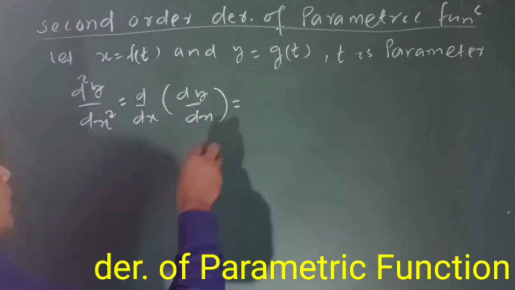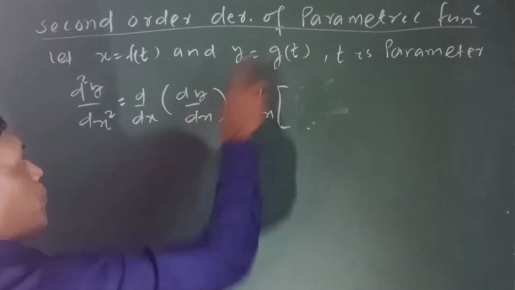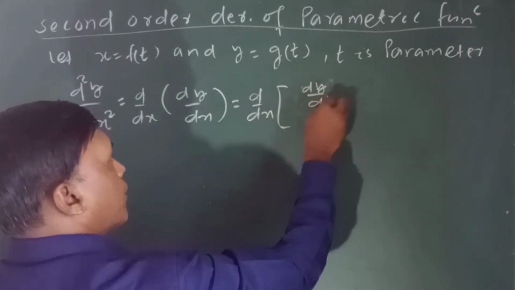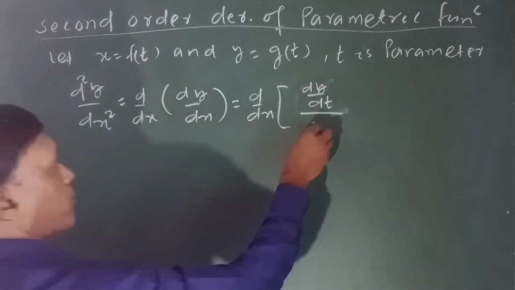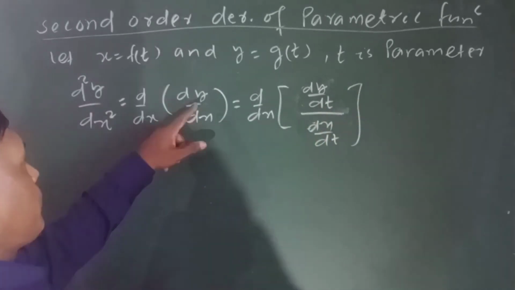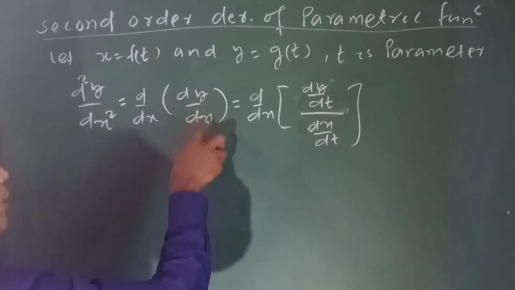So here you can find d by dx of, look at here, y is a function of t, so find dy by dt, and x is also a function of t, find dx by dt. Look at here, we divided dt and dt. We divided dt on a numerator and a denominator.